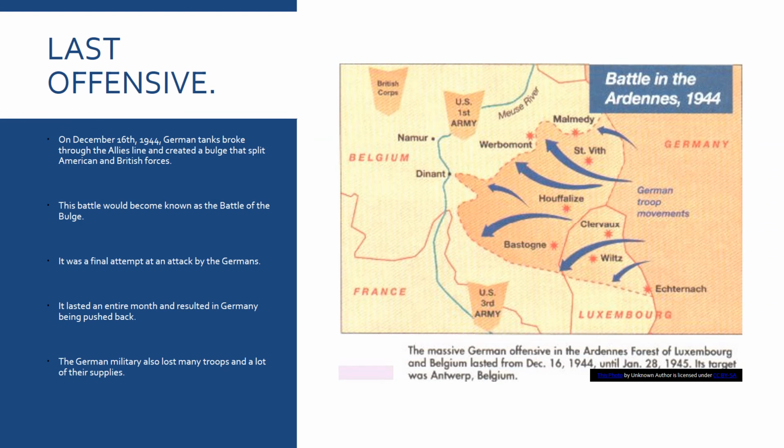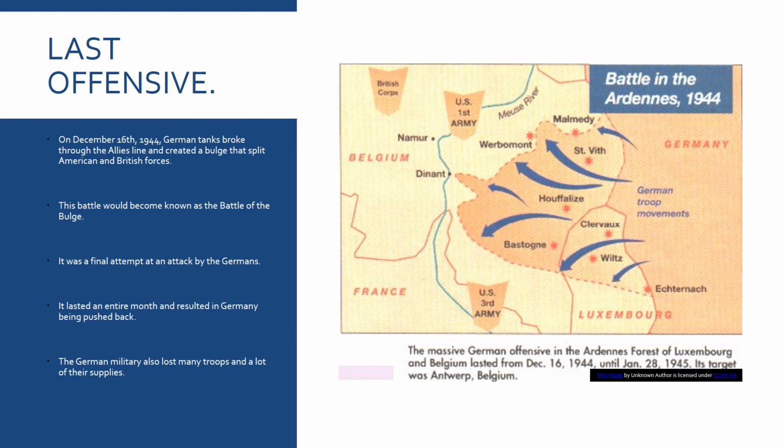So the last offensive, on December 16th, 1944, German tanks are going to break through the Allies' line and create a bulge that split American-British forces. See how we have this in the map here. You'll see how the German forces moved in and were trying to divide the British and American forces. You see how it looks like a bulge. It looks like a big bubble. So this becomes known as the Battle of the Bulge.